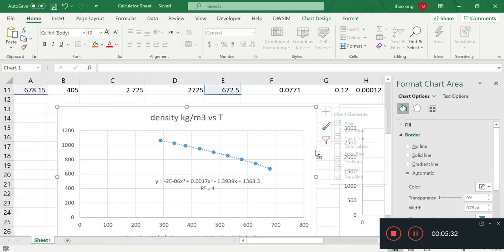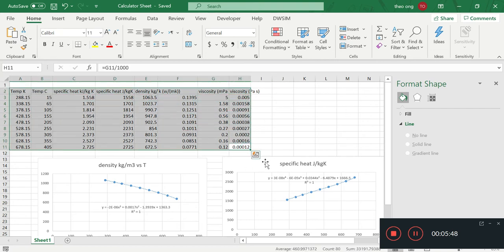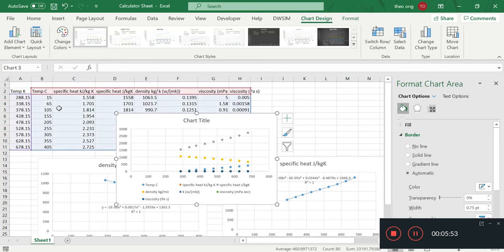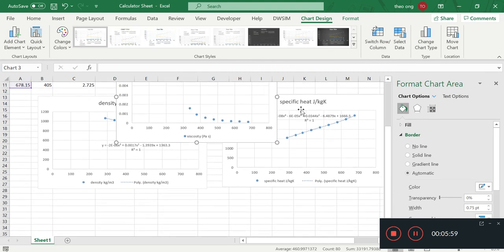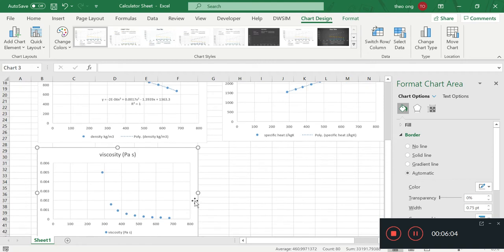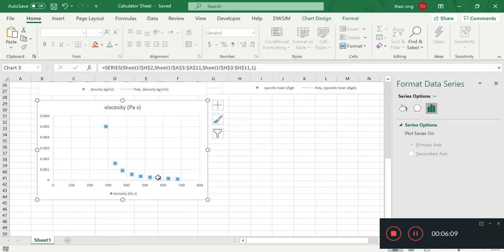Next thing we want to do is for mu, which is the viscosity. Of course, we want to do it in the correct unit, Pascal seconds. I'm going to insert another scatter plot and zoom in on the viscosity as is here. You can see a very sharp curve. We can do another polynomial fit, so I'm going to insert a trend line.